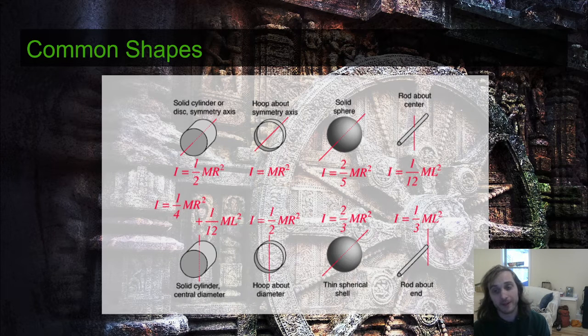For a hoop about its center, like about its diameter, instead of through its center, you'll get 1/2 mr squared instead of just mr squared. And thin spherical shell, it's up there, and then the rod about the end we're actually about to prove.